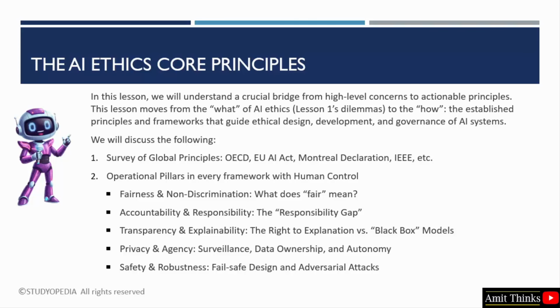Building on the first lesson's dilemmas, we now shift to the how, that is key frameworks that shape ethical AI design, development and governance. We will discuss the following, beginning with survey of global principles. We will examine major global efforts like the OECD guidelines, EU AI Act, Montreal Declaration and IEEE standards, with others. The next we will discuss includes operational pillars in every framework with human control.